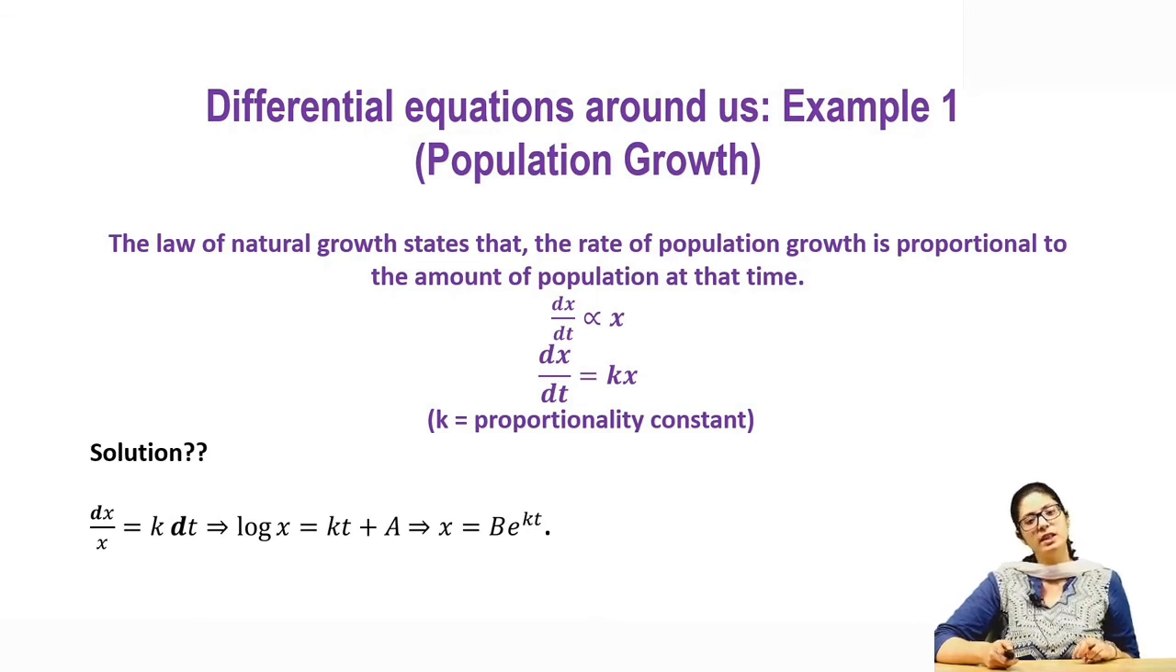and when you perform the integration of k dt with respect to t, it would be k into t. Moreover, because we are performing indefinite integration, we also have a constant of integration which we call a. From here, if we take the exponential on both sides, in order to remove the log and get the expression of x explicitly, our final answer would be x is equal to b e to the power k t.